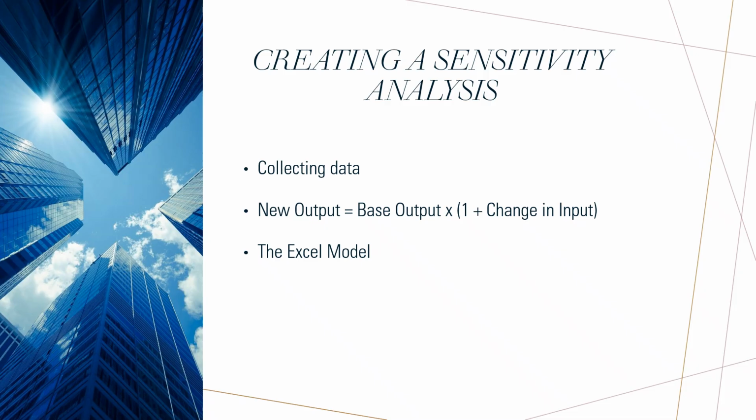Basically, the new output is going to be the base output times 1 plus the change to the input. So basically, the new profit would equal the base profit times 1 plus, let's say, 10%. It means the new profit would be the base profit times 1.10. Given that information, we can then either add or decrease to the system.